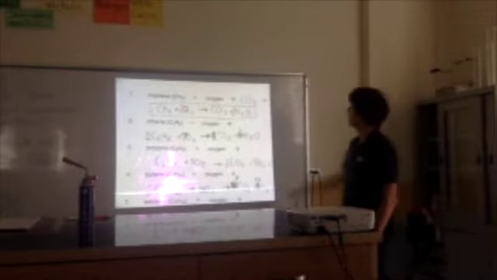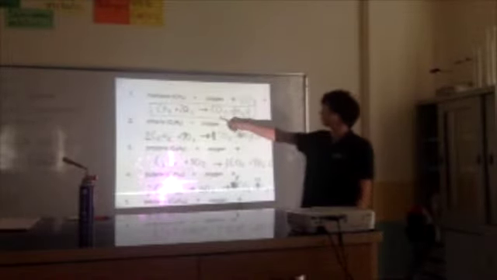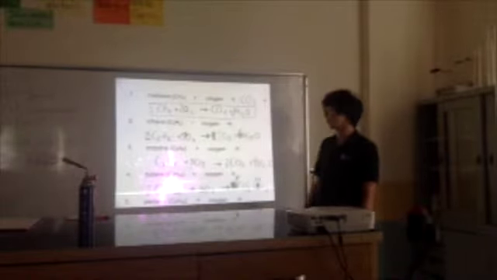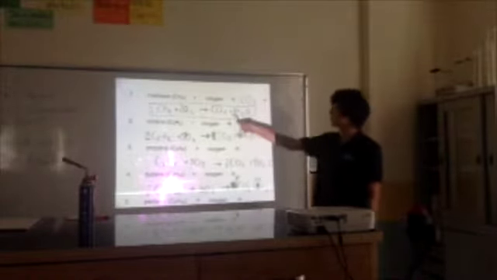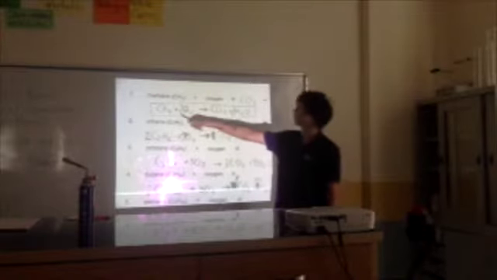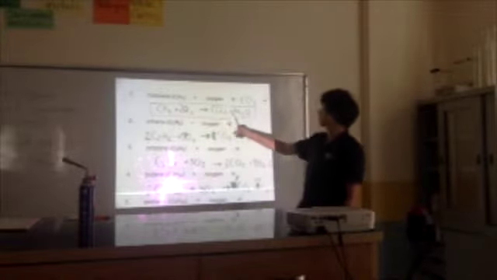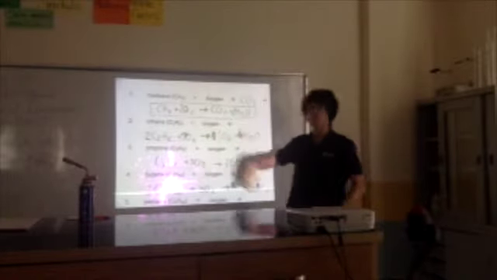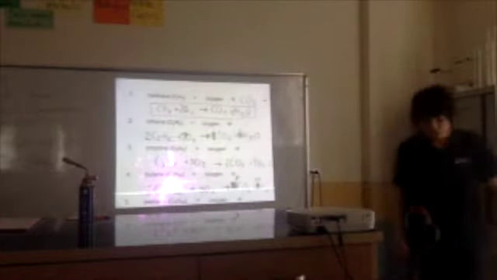What's going on with number one? The first one is methane, CH4 plus oxygen, O2, equals CO2 plus H2O. It's combustion, so I just balance it out. Add 2 there, and then add H2, 4. Excellent. What is the next one?